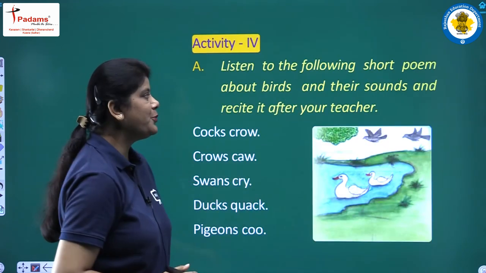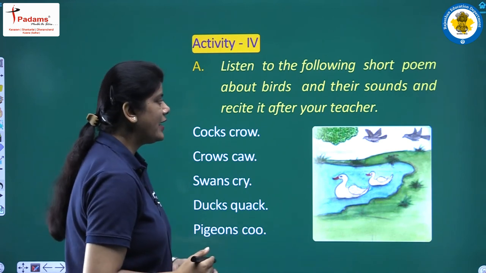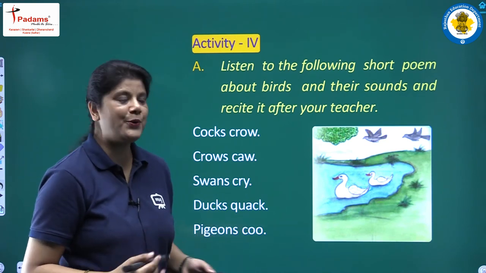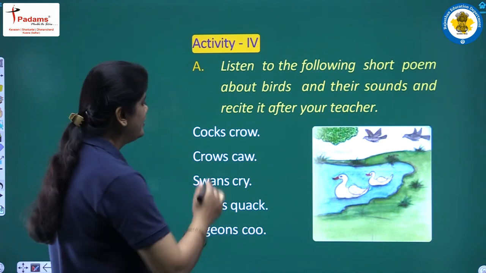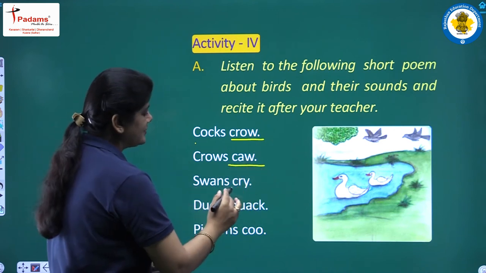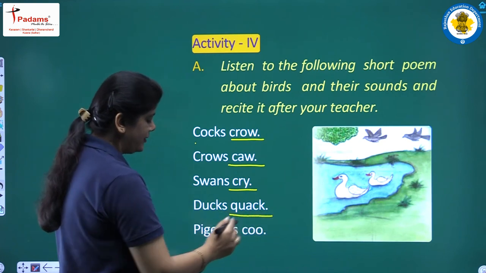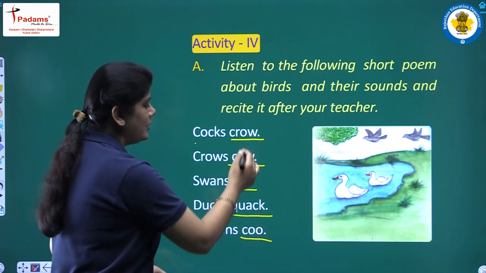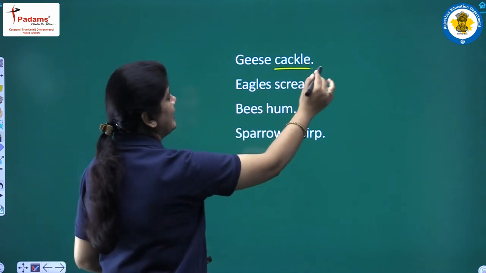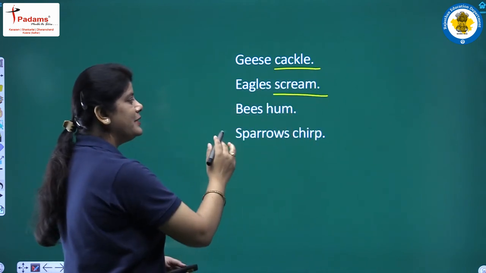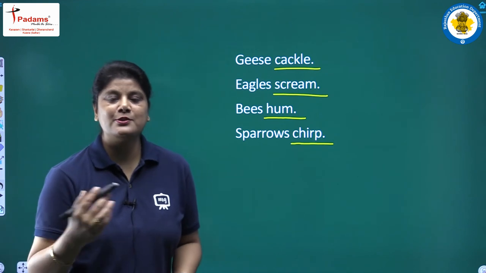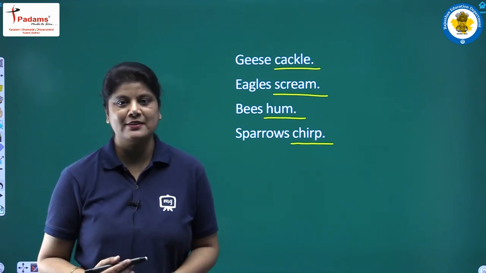Now listen to the following short poem about birds and their sounds and recite it after your teacher. Sounds of the birds are given in this poem. So let's recite it. Cocks crow, crows caw, swans cry, ducks quack, pigeons coo. All these are sounds of these birds. Geese cackle, eagles scream, bees hum, sparrows chirp. So these were the sounds of some birds. Understand it?